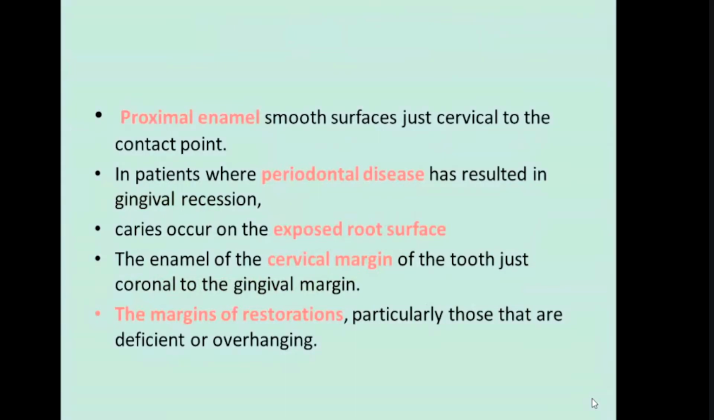هسه عندنا همين بروكسيمال انامل. بروكسيمال يعني شنو؟ يعني between two teeth، منطقة proximal area smooth surface just cervical to contact point. contact point هي نقطة التقاء السنين. two teeth when they in the proximal area contact point، هاي الاريا smooth surface caries يصير between two teeth.